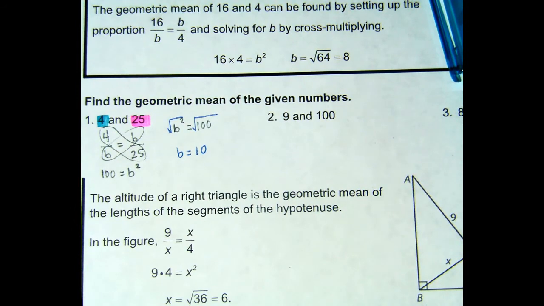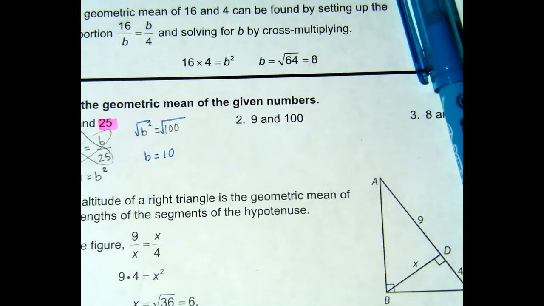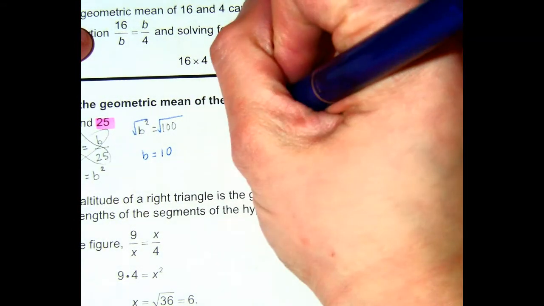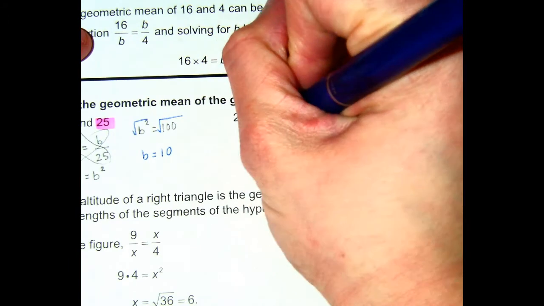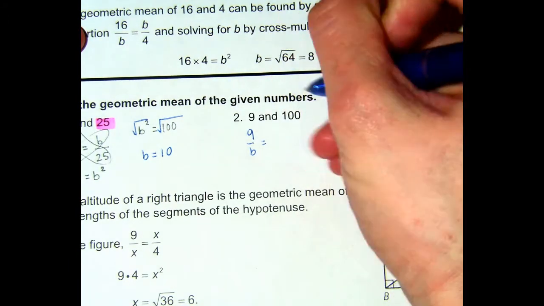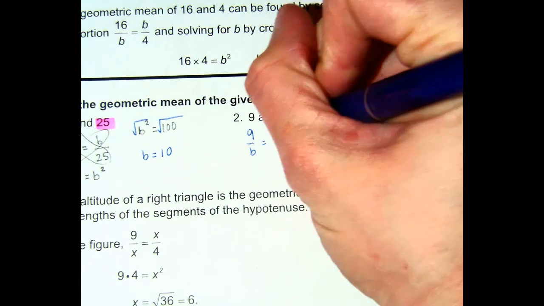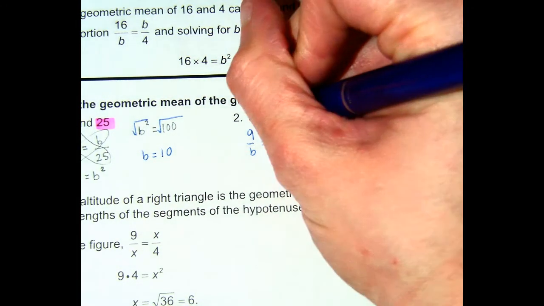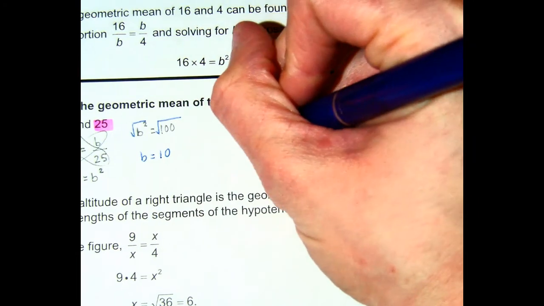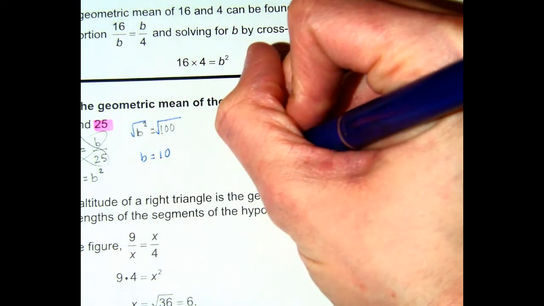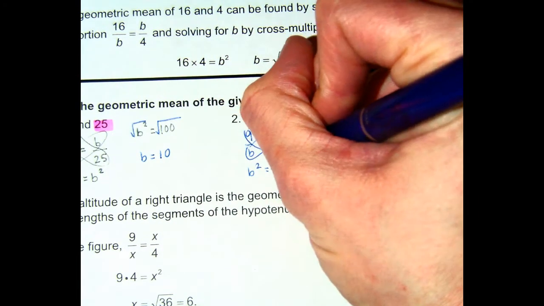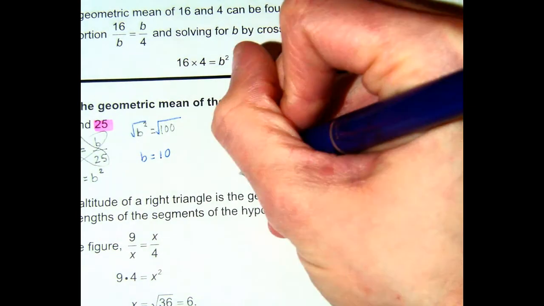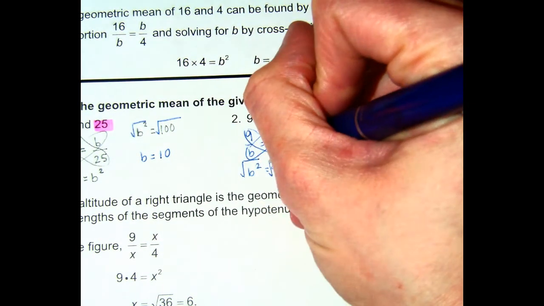Okay? Alright, how do you set up number 2? 9 over B equals B over 100. Then what? Cross multiply. B squared equals 900. Let's see if I can ask the question and not give you the answer. What is the square root of 900?